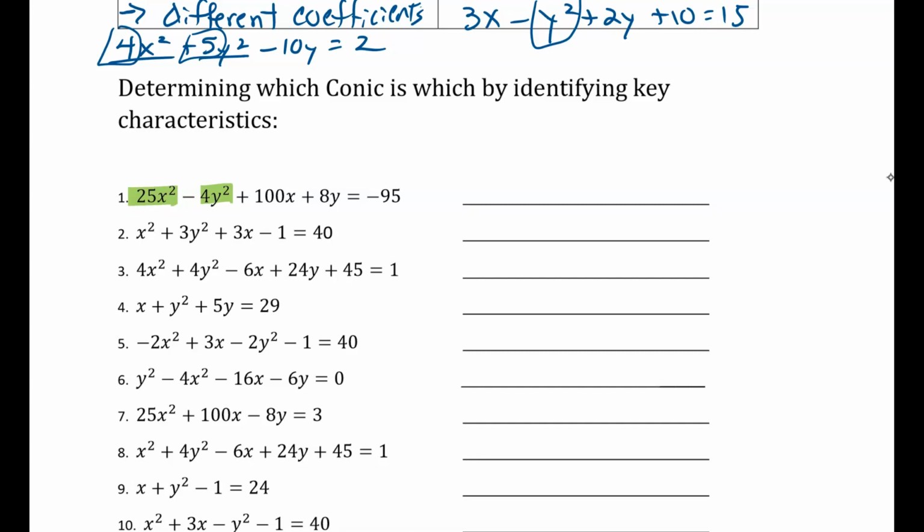Notice that one's negative, this one's positive. Well, that tells me right away that is a hyperbola.